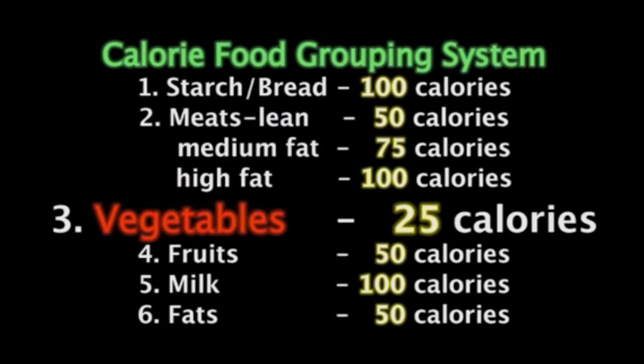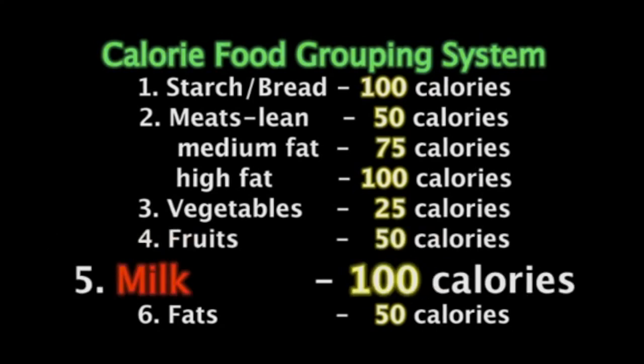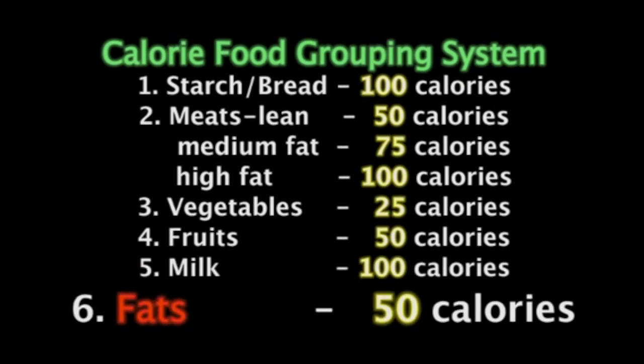The vegetable group is 25 calories for a half a cup or 1 cup of salad. The fruit group is 50 calories for 1 small or a half a cup or 1 cup of melons and berries. The milk group is 100 calories for 1 cup of skim or 1% and 150 calories for whole milk. And the fat group is 50 calories for 1 tiny teaspoon of butter, margarine, oil, or mayonnaise.